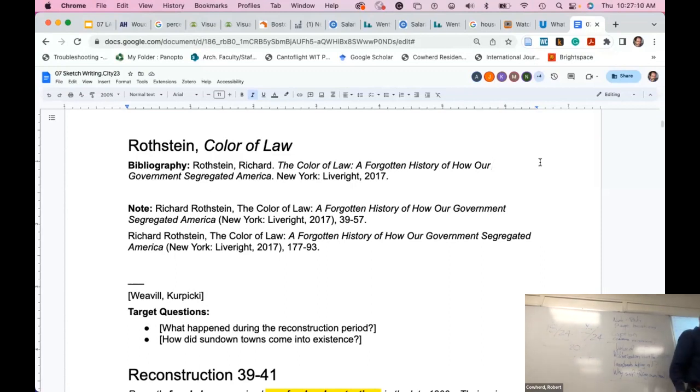What's italicized? Why do we italicize it? I just said it as a hint. Carmina knows. Just tell us. Because it's the name of a book. What else do we italicize? Names of periodicals. The New York Times, The Atlantic. Those are periodicals. We italicize books and periodicals. What do we italicize?